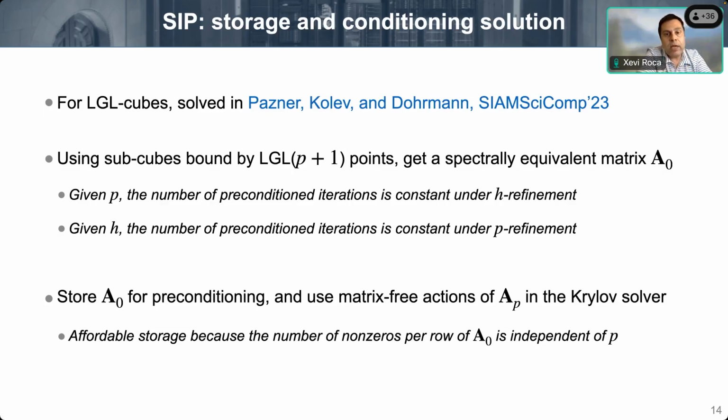And they were able to obtain a spectrally equivalent low-order matrix that, if you use it as a preconditioner, the number of preconditioned iterations is constant under h and p refinement. So the idea is, okay, let's just store this low-order matrix for preconditioning, and let's use matrix-free actions of the high-order mesh in the outer iterations of the Krylov solver. And in this manner, they got affordable storage because the number of non-zeros per row of the low-order matrix is independent of the degree p. Next slide.